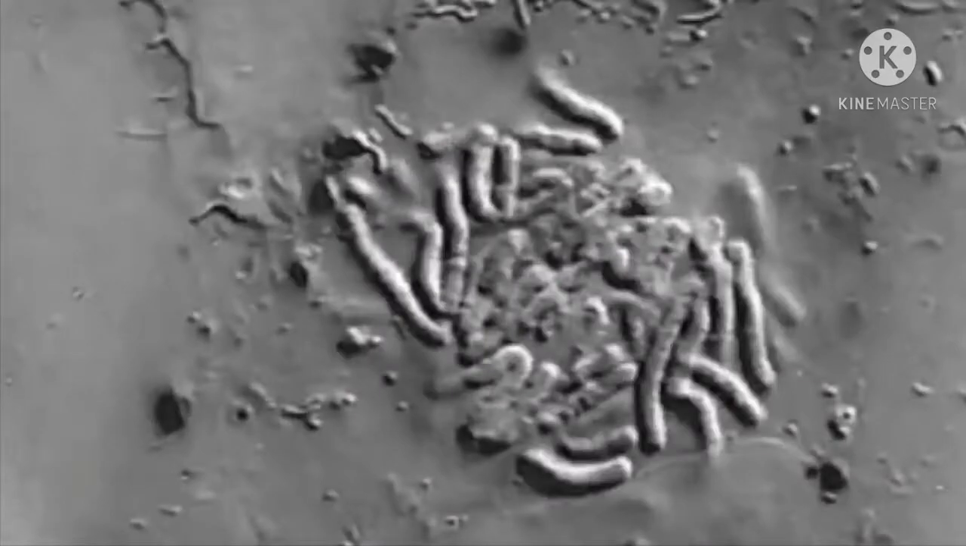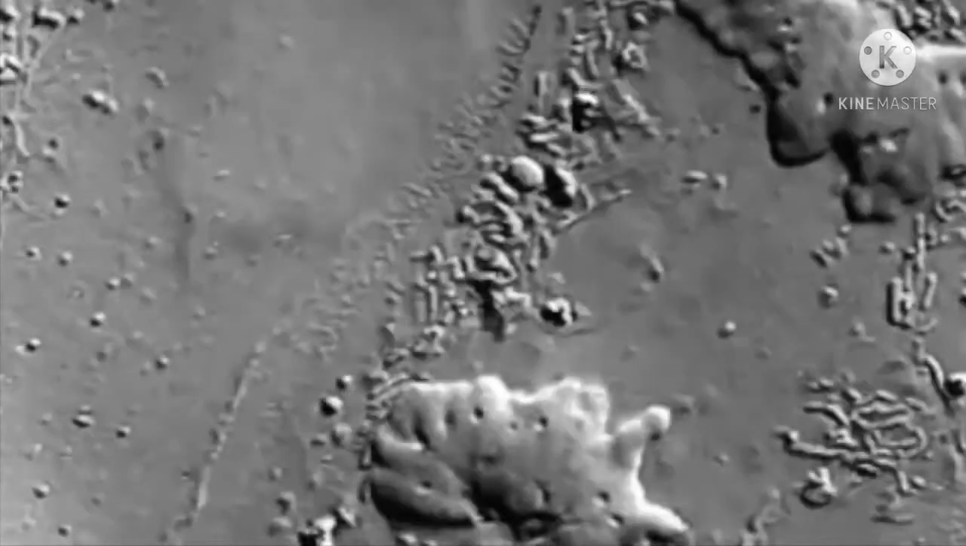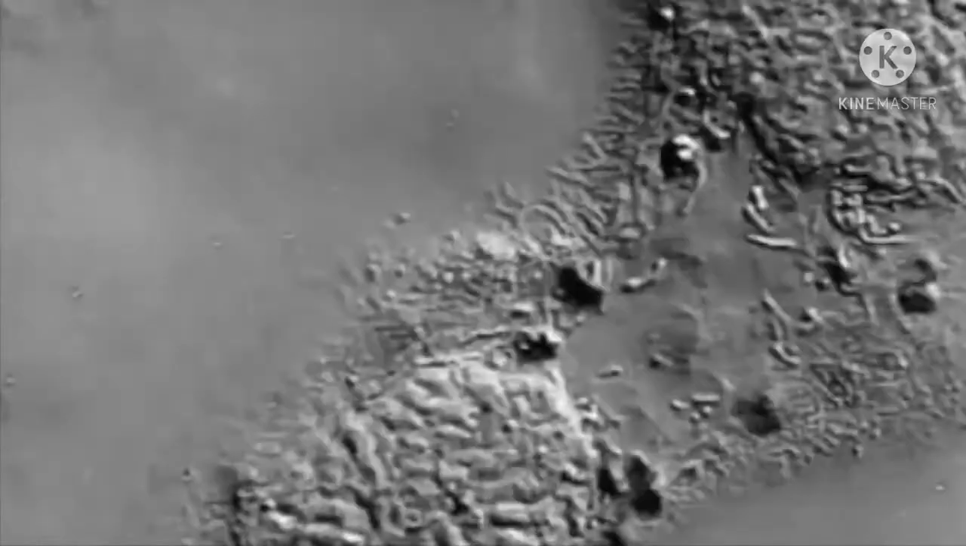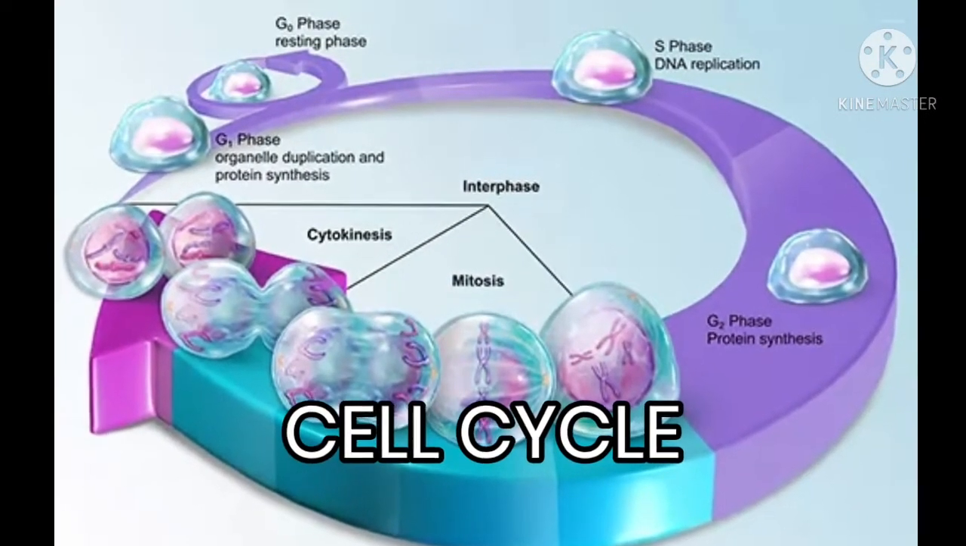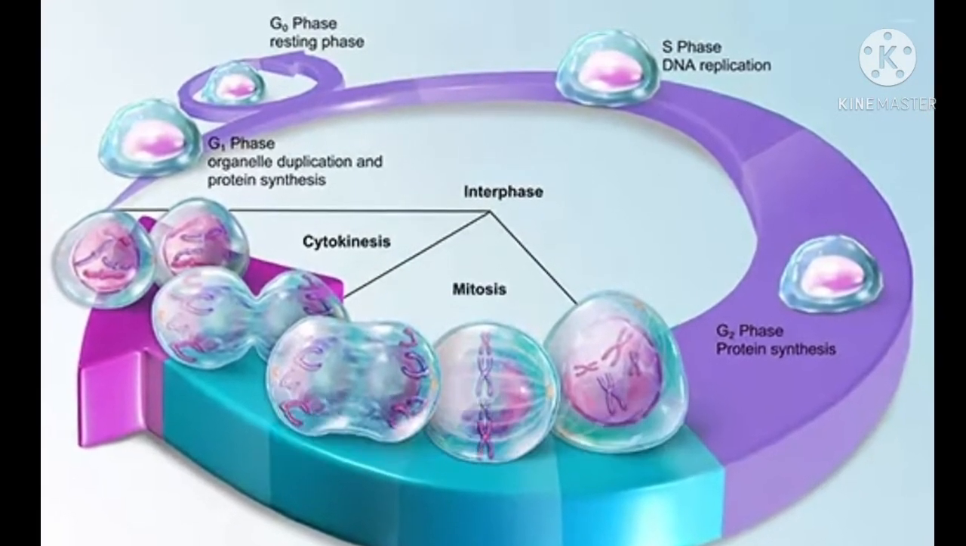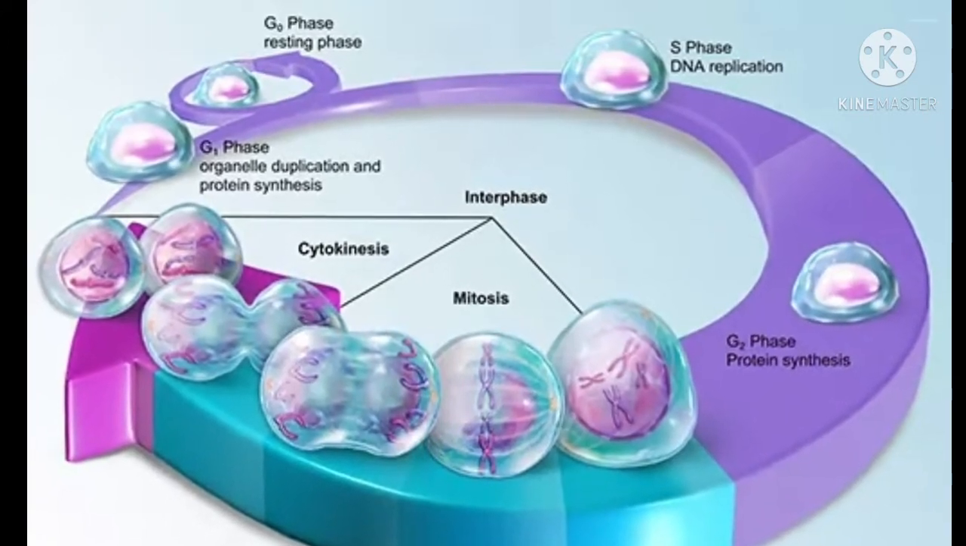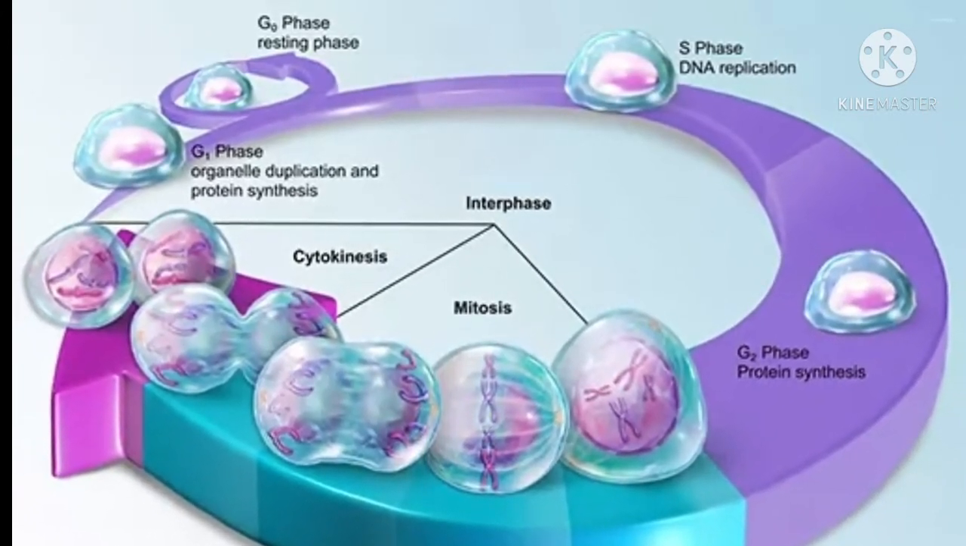A cell reproduces by performing an orderly sequence of events in which it duplicates its contents and then divides into two. And this is what we call a cell cycle, which is a series of events that takes place in a cell as it grows and divides. So let's move on further to the amazing and magical world of the cell cycle.